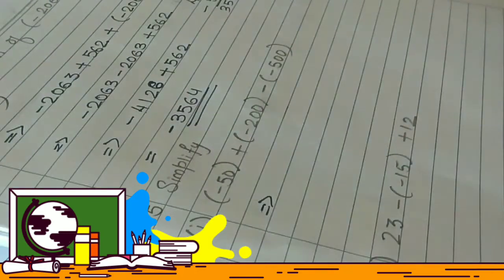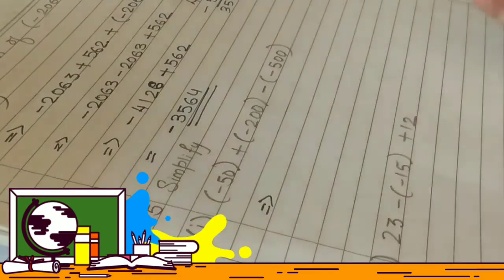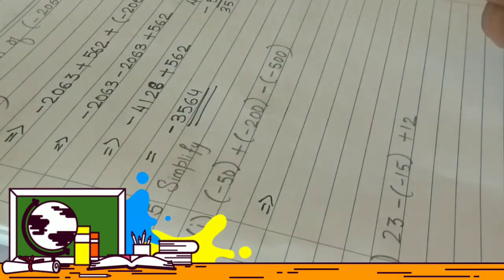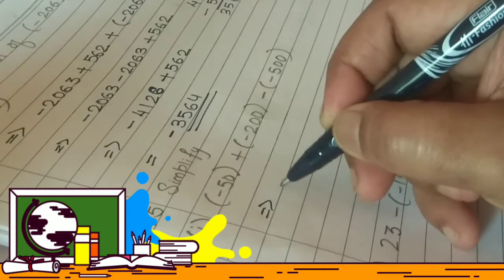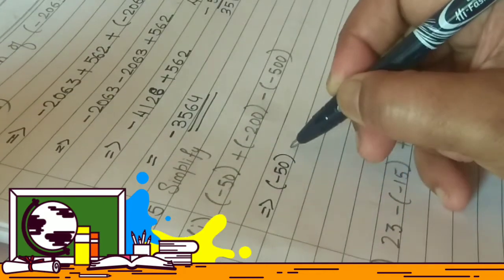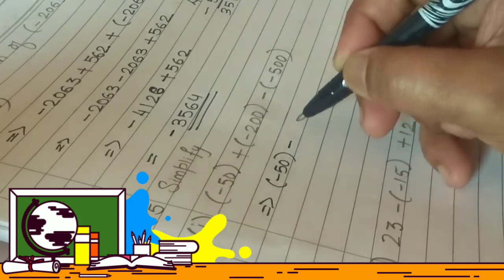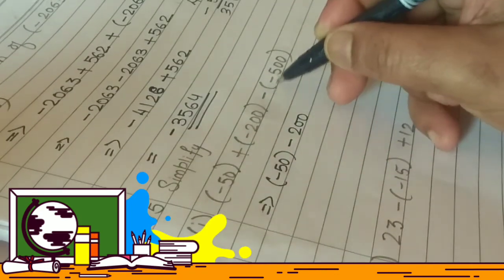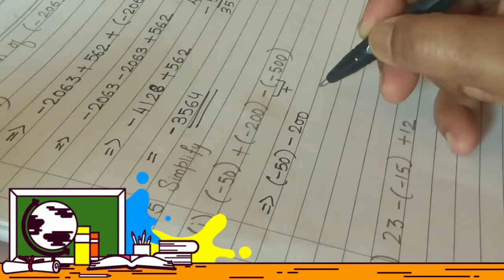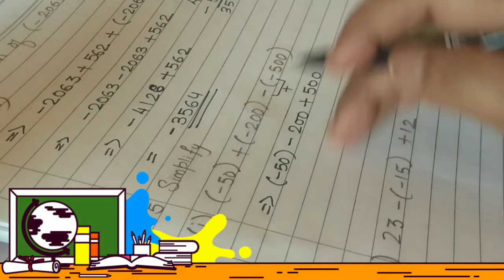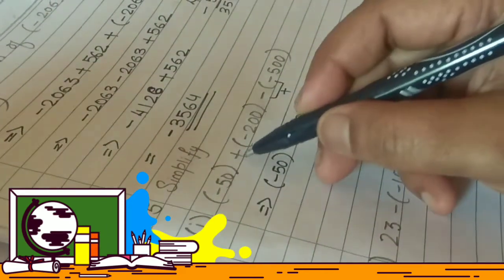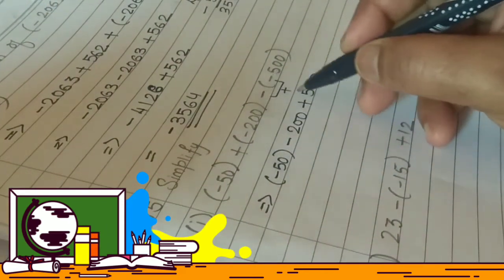So now simplification is there. One of the basic questions in integers is also simplification. Here I have already told you, but before solving the question, check if we have to convert anything. So here minus 50, we have nothing, and plus minus, here it is minus, so you can write minus 200. Minus minus will become plus, so plus 500. Like this we shorten the signs: plus into minus is minus, minus into minus is plus.